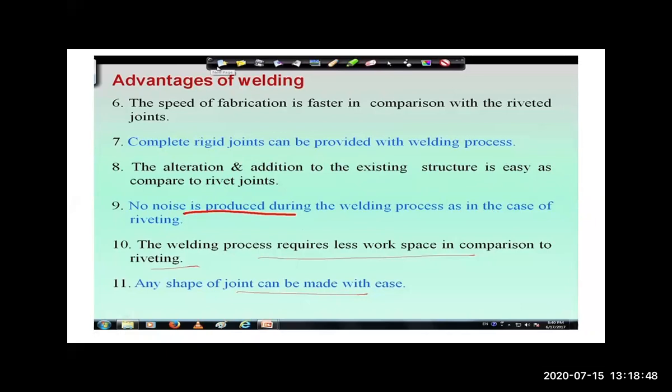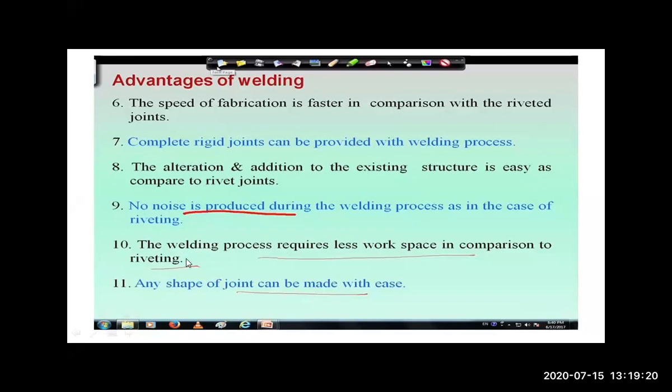We have to insert the rivet in the hole, then we have to hammer both the sides, or one side. We have to place one hammer, and on the other side we have to hammer and make the head. So that hammering process is there in riveted connection. Point number 9: no noise is produced during the welding process, whereas in the riveted connection there is noise.